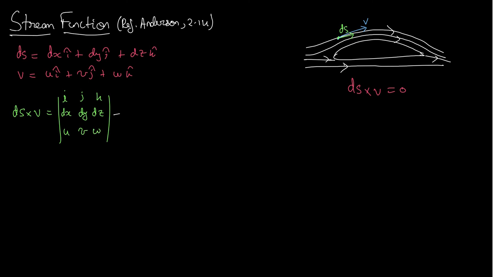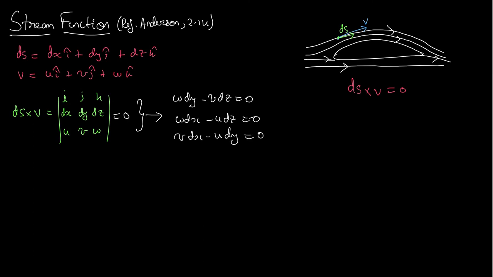When I equate this to 0, I get three equations. They will be w dy minus v dz equals 0, w dx minus u dz equals 0, and v dx minus u dy equals 0. We have three equations which represent the equation of streamlines. When you integrate them, you will get a closed form solution of the equation for streamlines. So this represents the equation of streamlines in 3D.